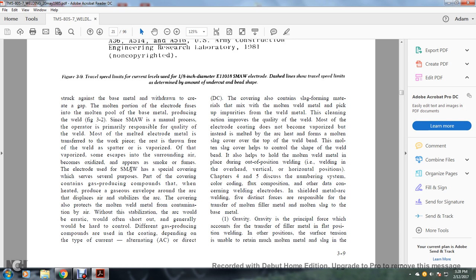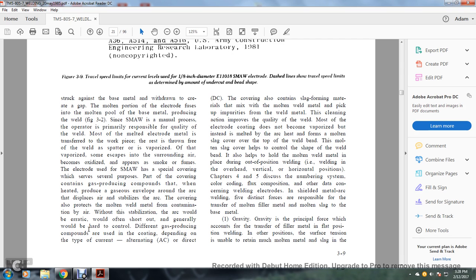Electrodes used in shielded metal arc welding have a special covering which serves several purposes. Part of the covering contains gas-producing compounds that, when heated, produce the gaseous envelope around the arc to displace air and stabilize the arc. The covering also protects the molten weld metal from contamination by the air. Without stabilization, the arc would be erratic and would often short out, and generally would be hard to control.